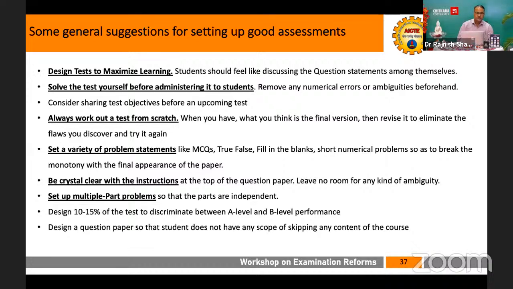Then design 10 to 15% of the test to discriminate between A level and B level performance of the students also. Dr. Archana also talked about this in much detail yesterday as well. All three varieties of students in the class should be addressed. All levels of Bloom's taxonomy must be addressed while setting up a question paper. A question paper should be more for testing what they should know, not for testing what they don't know, right?